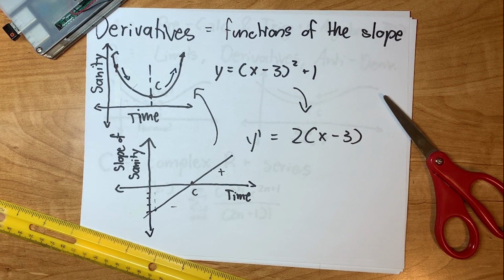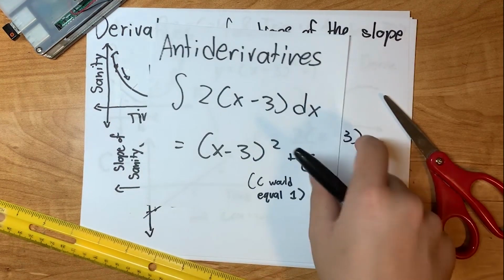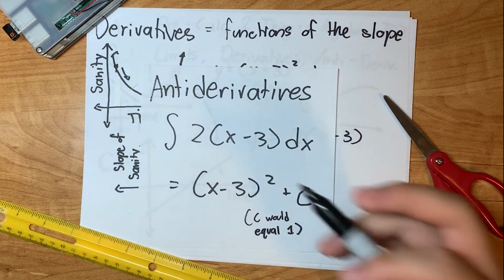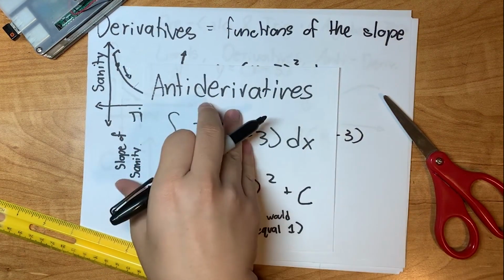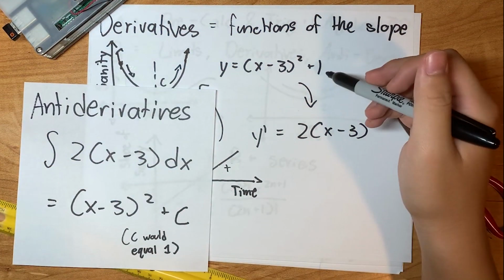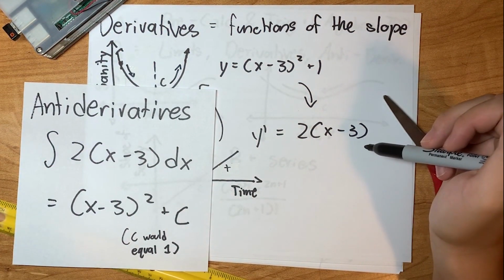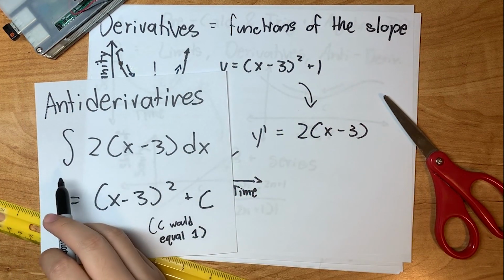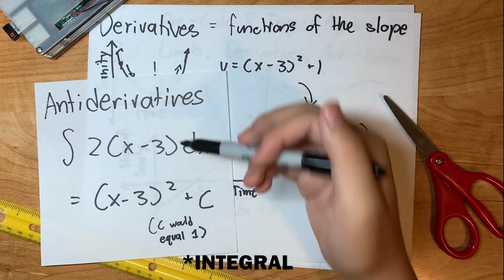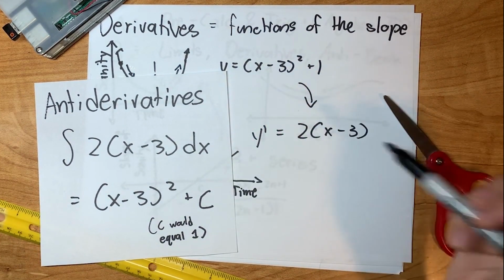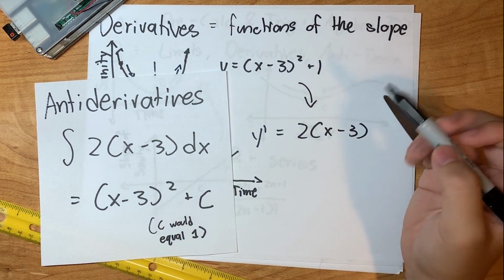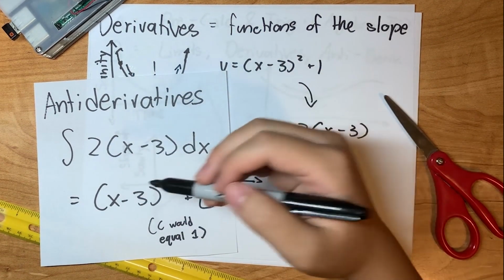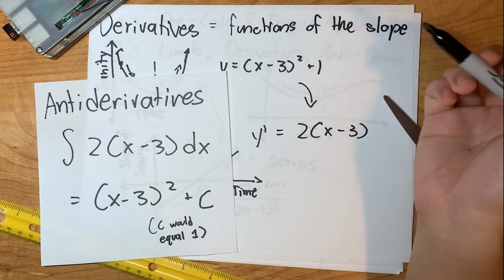Now the final part of the trinity is antiderivatives. Antiderivatives are the exact opposite of derivatives, in which I don't know the first function, but I do know the second function. So essentially, I take the second function, plug it into an antiderivative, and I will get the first function. So the antiderivative of 2 times (x minus 3) will give me (x minus 3) to the power of 2 plus 1.